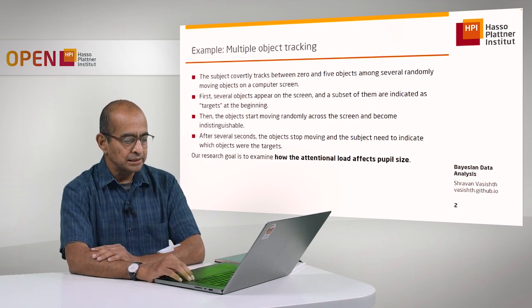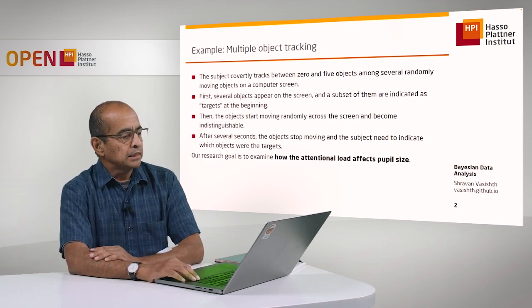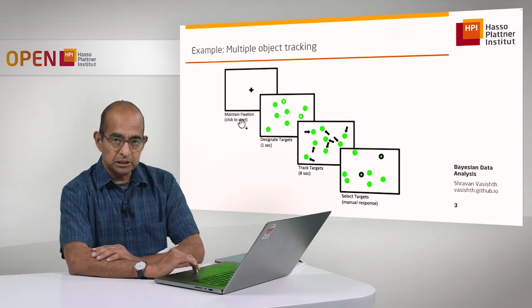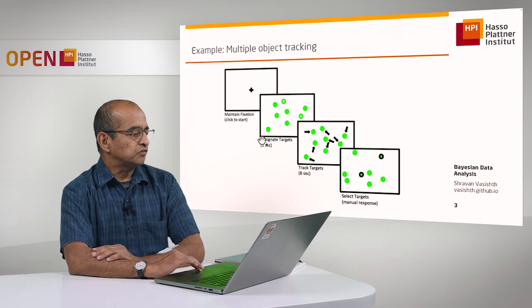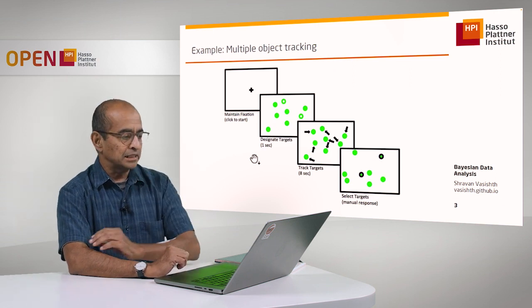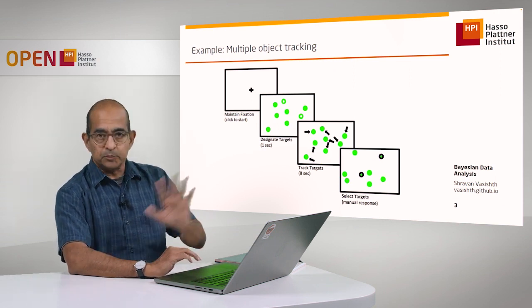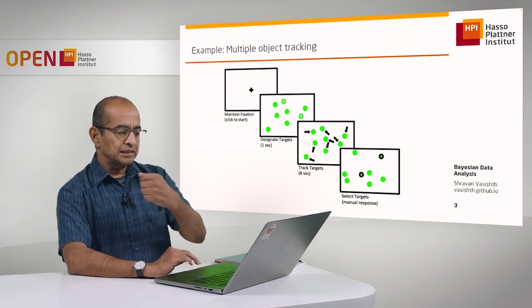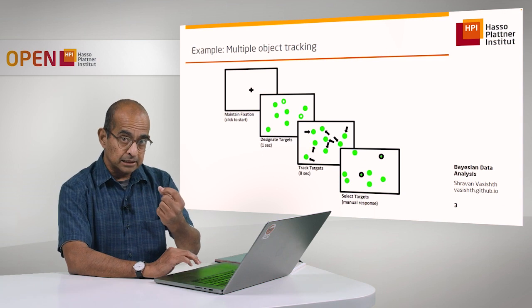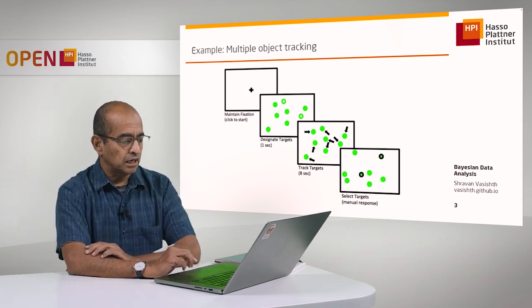So to give you an idea of what this looks like graphically, at the beginning of the trial, a subject will see a fixation cross, then they will see a bunch of points on the screen, and then some of the points will be distinctive in the sense that they're the ones that the participant has to track, and then these points start moving around on the screen, and at the end of the trial, the subject is asked to select the targets, the points that they were asked to track, right?